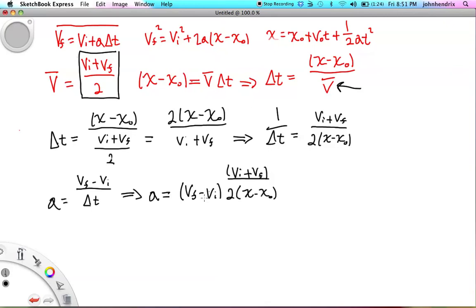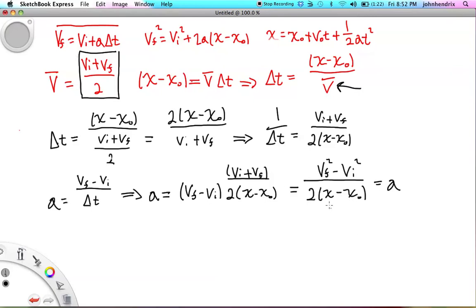So you go right here, and you remember how foiling a polynomial works. You end up with a positive and a negative vf vi, and those cancel each other out, but you are left with a vf squared and a minus vi squared. So we find (vf squared minus vi squared) over 2 times (x minus x naught). And remember that this is equal to acceleration.